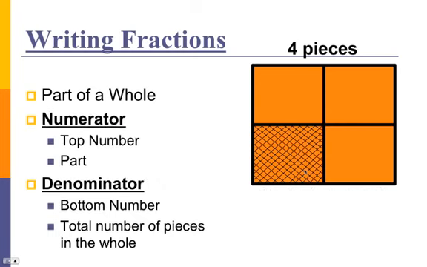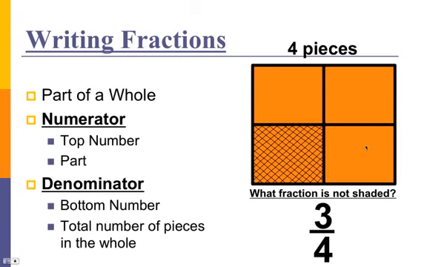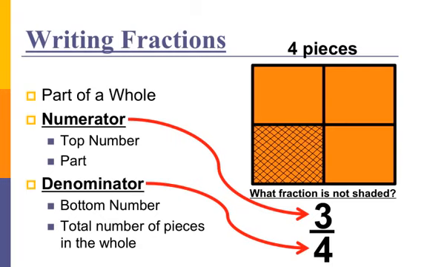How about a fraction for what is not shaded? Well, how many boxes are not shaded? Well, of the 4 pieces, we have 1, 2, 3 that are not shaded. So that would be 3/4. The 3 is our numerator and the 4 is our denominator. Because the 3 says the part we're talking about, and the 4 tells us how many pieces are in the whole.